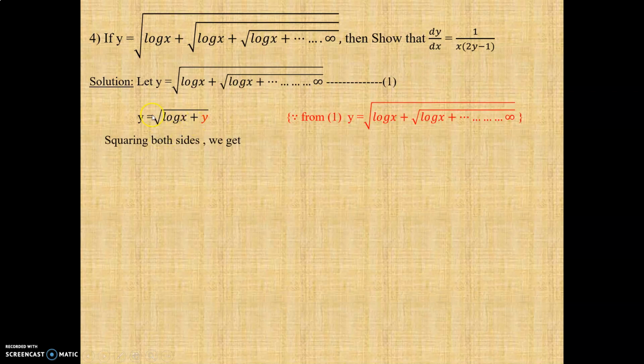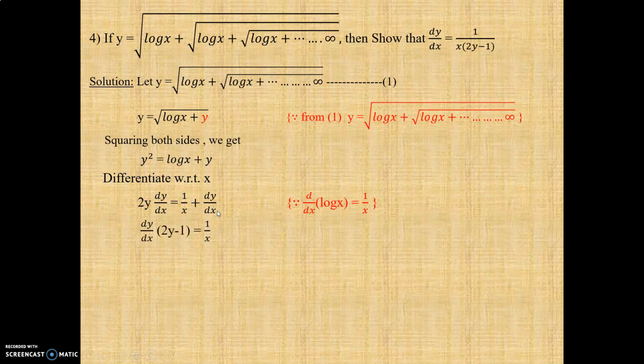Now squaring both sides, we get y square is equal to log x plus y. Now differentiate with respect to x. 2y dy upon dx is equal to log x derivative is 1 upon x plus dy upon dx. dy upon dx into (2y minus 1) is equal to 1 upon x. So dy upon dx is 1 upon x into (2y minus 1). This is the final answer for this question.